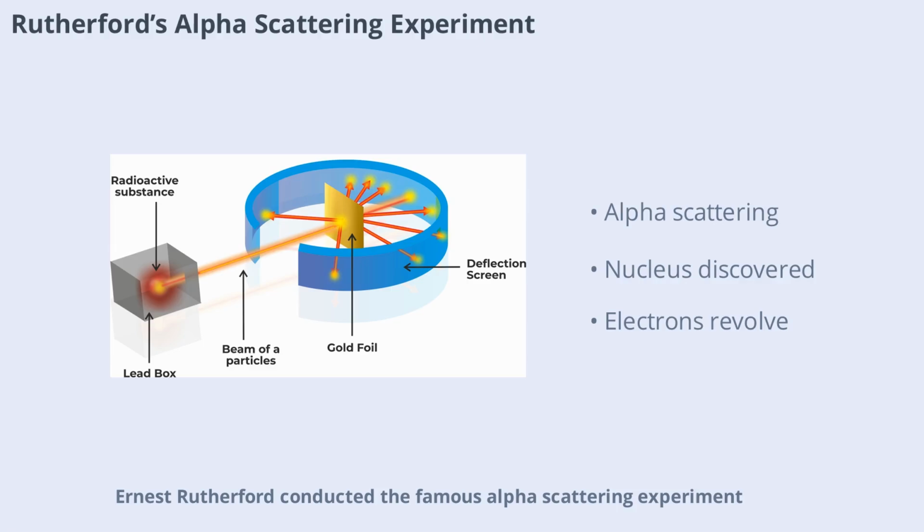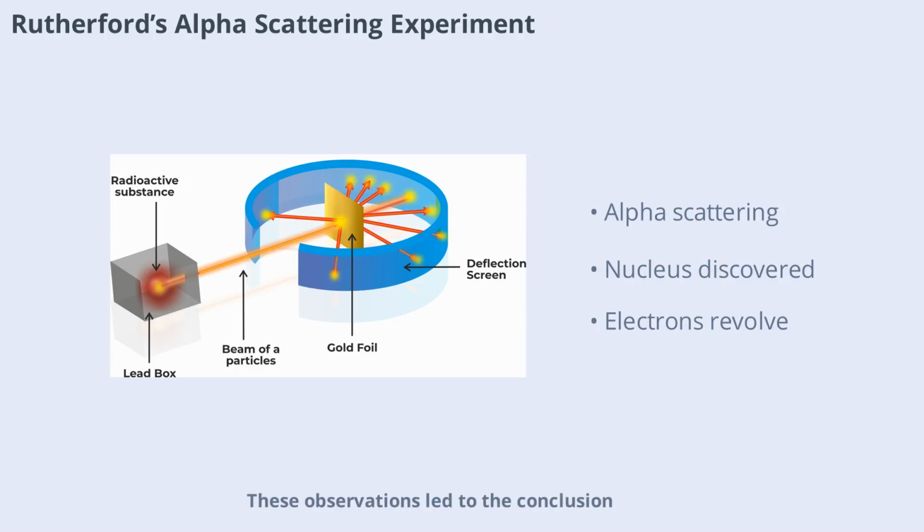Ernest Rutherford conducted the famous alpha scattering experiment by bombarding thin gold foil with high-speed alpha particles. He observed that most particles passed through without deviation, some were deflected at small angles, and a few were deflected by large angles. These observations led to the conclusion that atoms have a positively charged center, called the nucleus, with electrons revolving around it, much like planets around the sun.